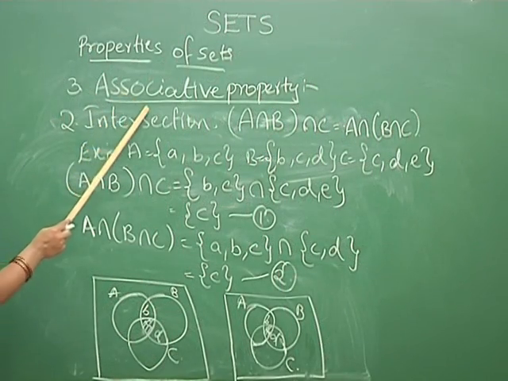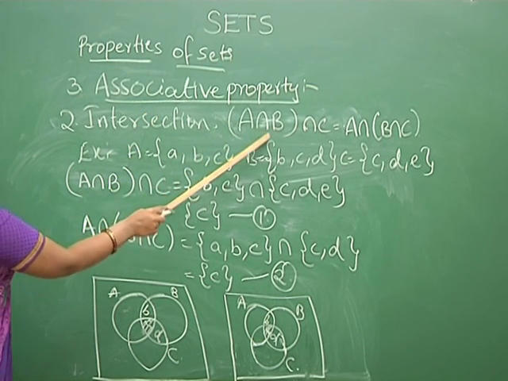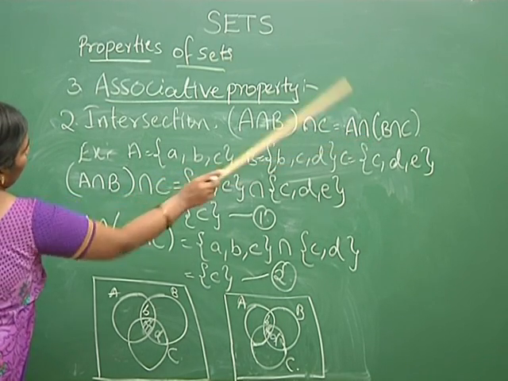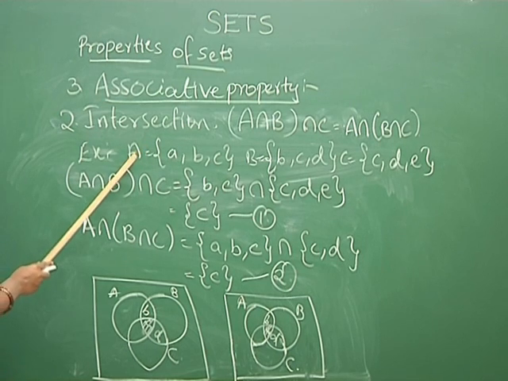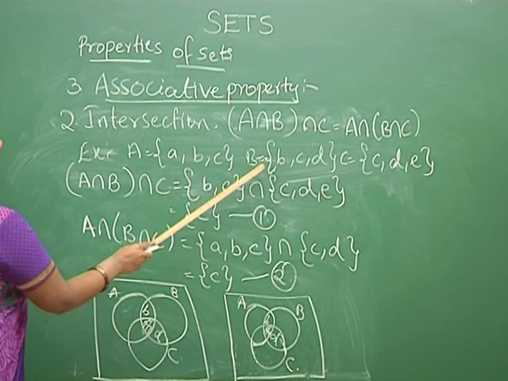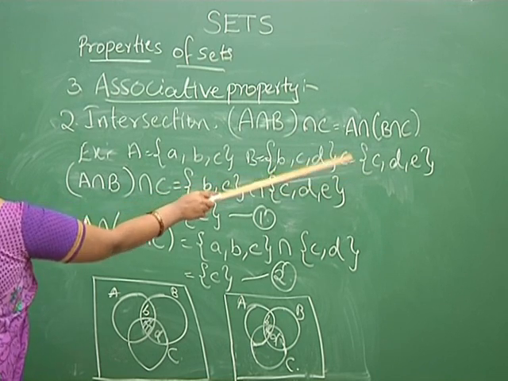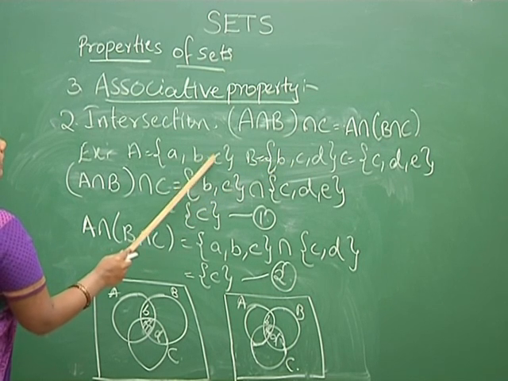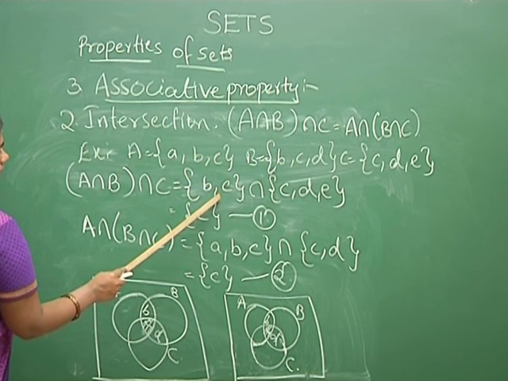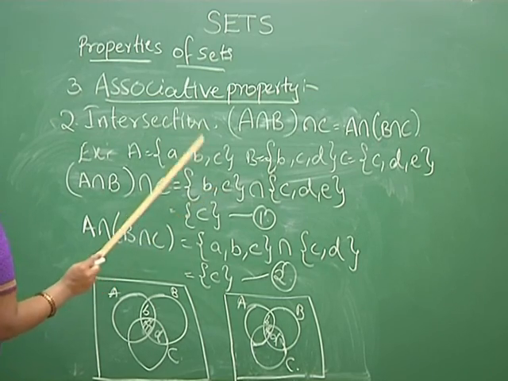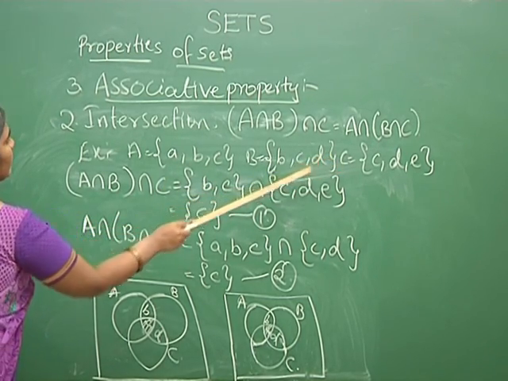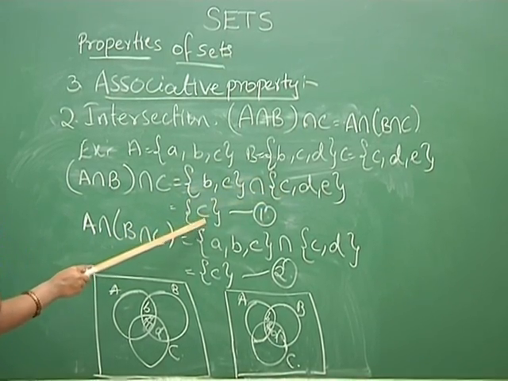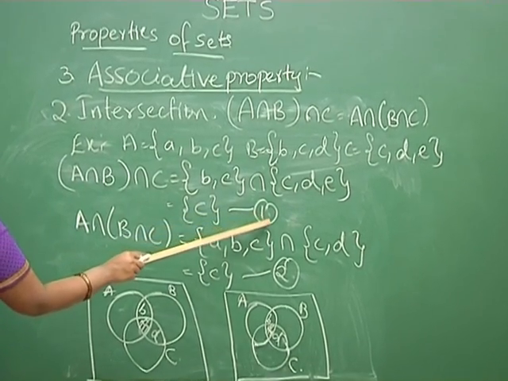So, the next associative property is intersection. A intersection B intersection C equal to A intersection B intersection C. Let us take an example. A is equal to {A, B, C}, B is equal to {B, C, D}, C is equal to {C, D, E}. So A intersection B intersection C. In A and B, B and C are the common elements. So we have written here A intersection B means {B, C}. Intersection C set elements are {C, D, E}. Now in this set and this set, C is the only common element. So we have written C. Let it be equation 1.